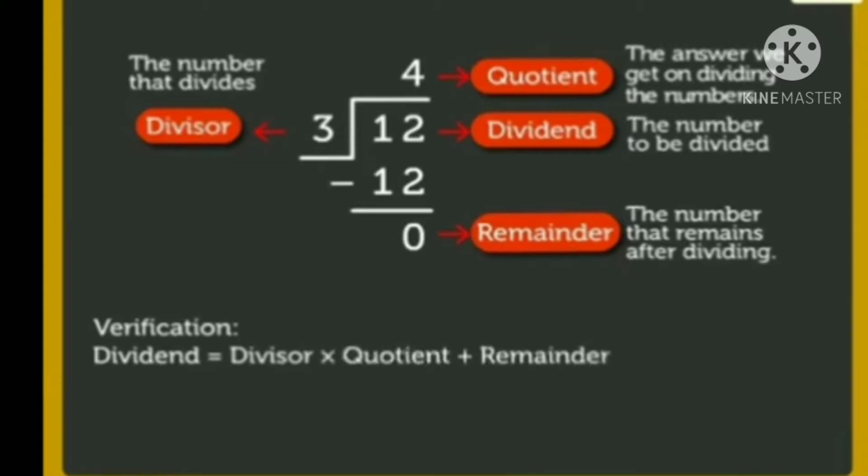So when you substitute, what is the divisor here? Divisor is 3, quotient is 4 and remainder is 0. So leave the 0 and multiply 3 into 4. You get the answer 12. So again 12 plus 0 is 12. We already know the dividend is also 12. So both are equal. So 12 is your dividend. So this is the verification.